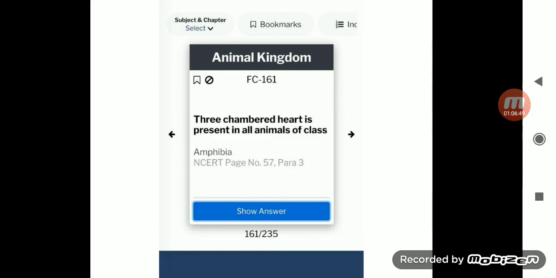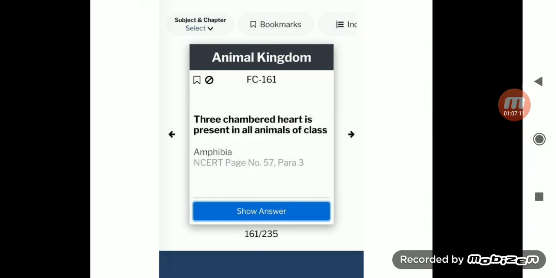A three-chambered heart is present in all animals of class Amphibia.